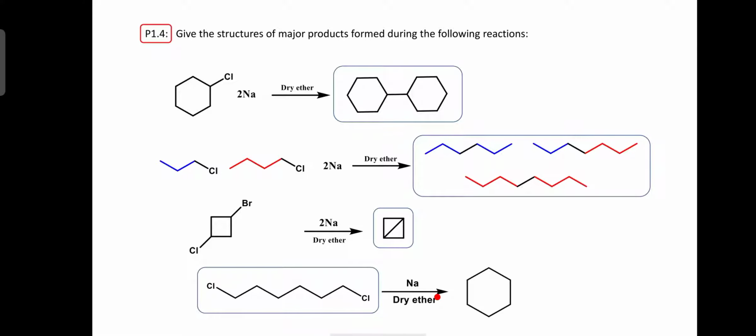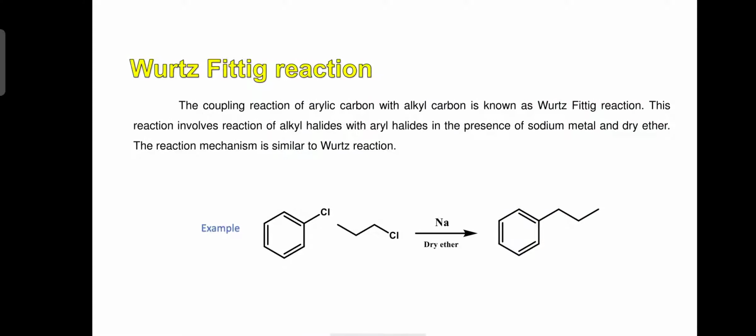So in the next slide we will discuss Wood's Fittig reaction. So it is nothing but only an extension of Wood's reaction. So in Wood's reaction, only two molecules of alkyl halide react together. But what happens in Wood's Fittig reaction? One molecule of alkyl halide and one molecule of aryl halide react together to form substituted benzenes or substituted aryl compounds. So that is the only difference between Wood's reaction and Wood's Fittig reaction. Fittig extended the work. He used one molecule of this alkyl halide and one molecule of this aryl halide.